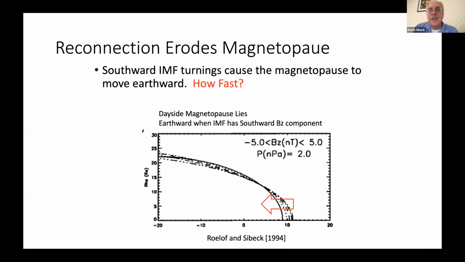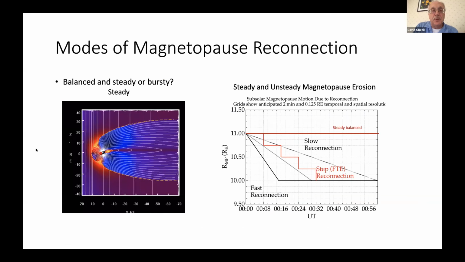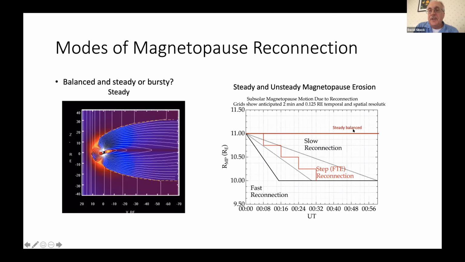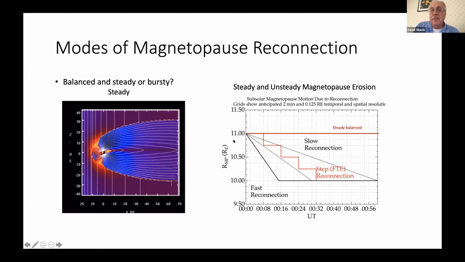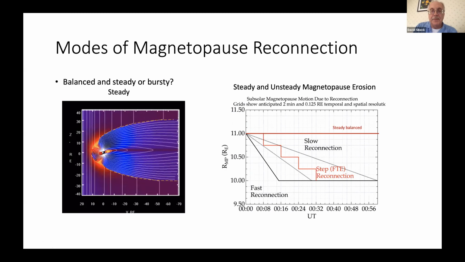In any case, reconnection erodes the magnetopause. We all know that the dayside magnetopause moves inward when the IMF turns southward. We could ask the question, well, how fast? How fast does it move following a southward IMF turning? Well, if reconnection on the dayside were balanced by that in the magnetotail, the magnetopause wouldn't even move inward at all because all the flux eroded would be immediately replaced. But if it isn't immediately replaced, the magnetopause might move in very quickly. The dayside magnetopause moves closer to Earth quickly or slowly, or it might move in steps, each step being the removal of flux by 1 FTE.